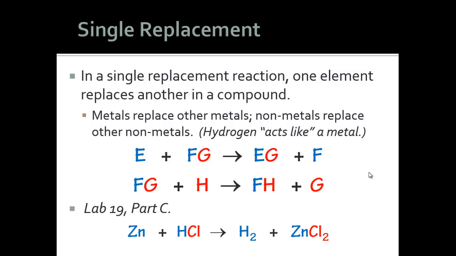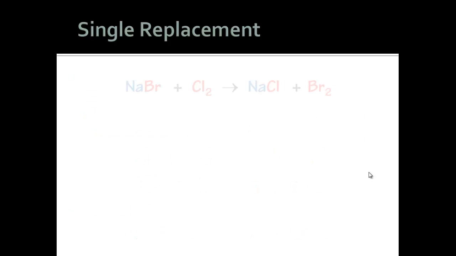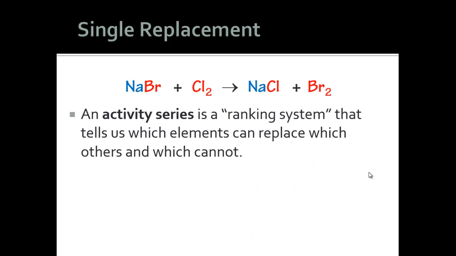So who can bump out who? There's rules to this as we go. An activity series is a ranking system that tells us which elements can replace which others and which cannot replace the others. In other words, if one element replaces another, it can't be that the other one will turn right back around and replace the first one again, because if it works both ways, then we'd have constant kind of chaos. In other words, there's a pecking order in terms of how these reactions end up looking.